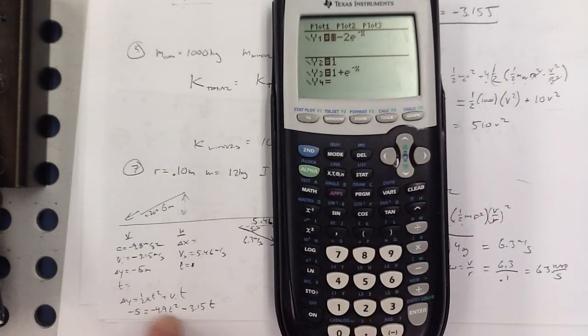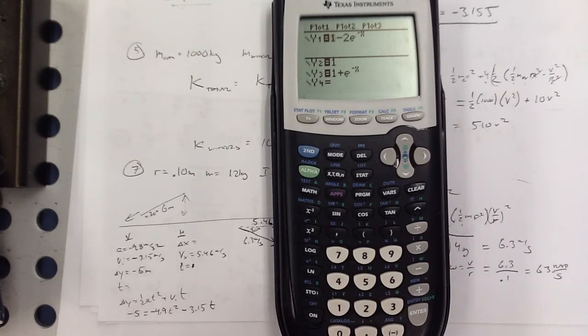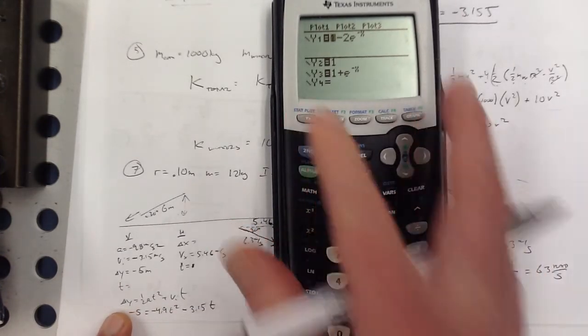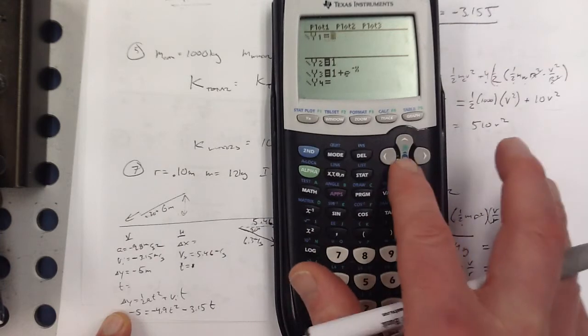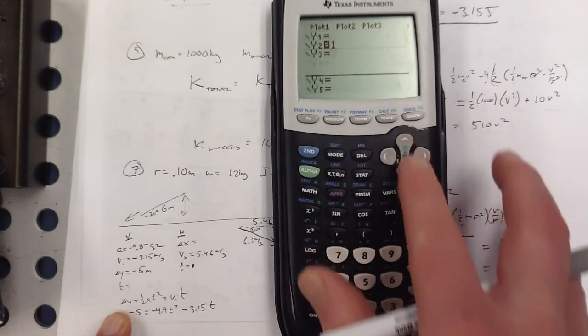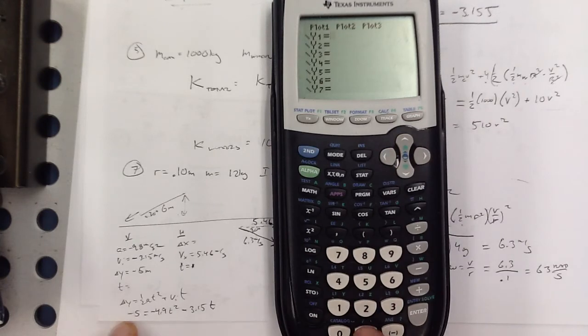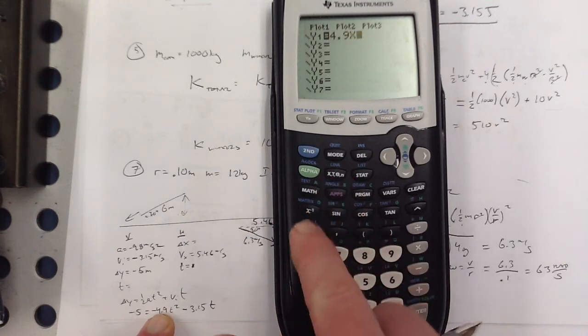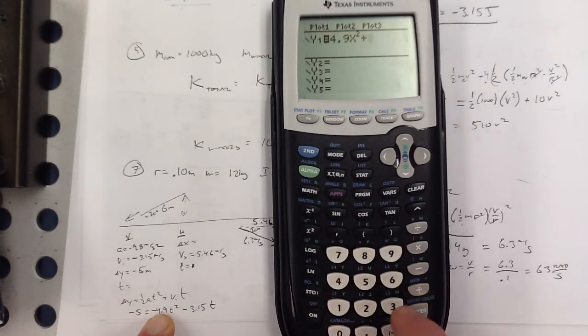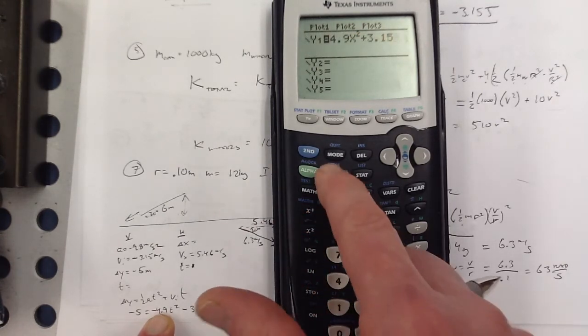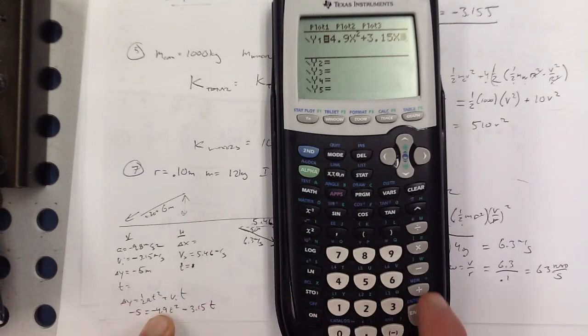Well, not all of them. I guess I'm going to add that over. Or maybe I'll add these two to the other side. How about that? So, what do we have then? I've got 4.9x squared plus 3.15x, and then that 5 is still going to be minus.